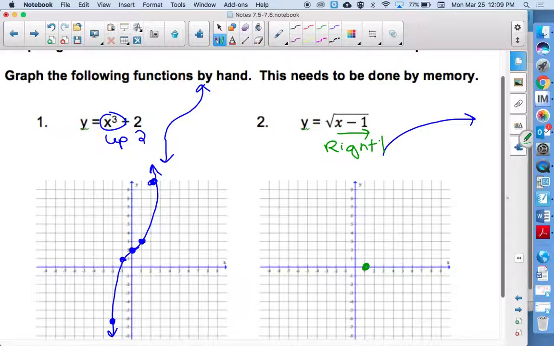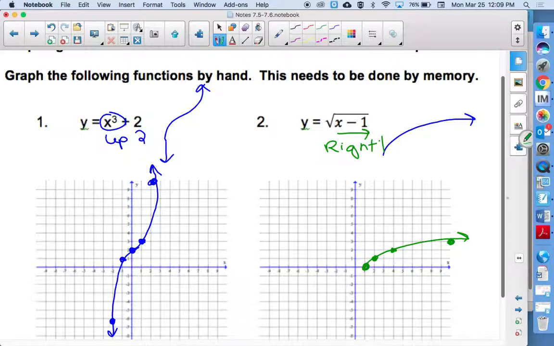So if I move over 1 for x, the square root of 1 is still 1. If I move over 4 for x, what's the square root of 4? 2. So then I move up 2. If I go over 9 for x, the square root of 9 is 3. So I would move up 3. So however far you're moving for x, you're then taking the square root of it, or you're cubing it, David.